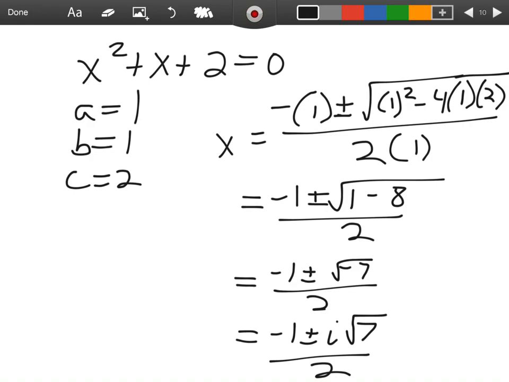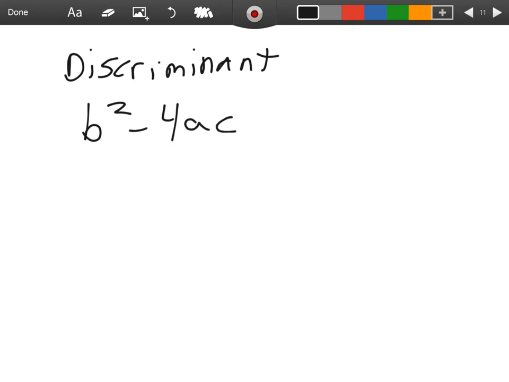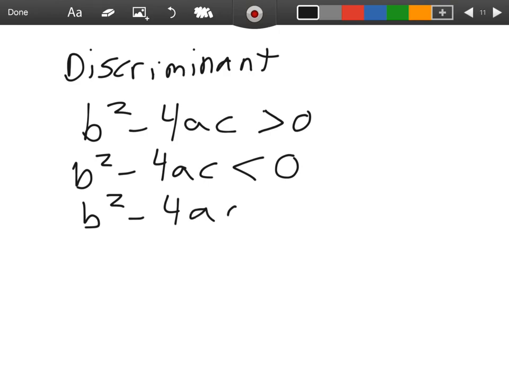Okay, now let's look at this discriminant. The discriminant is the part under the radical of the quadratic formula. The discriminant is pretty important because if it's positive, we know that we're going to have real solutions. If we know that it's negative, we're going to have complex solutions. So this is going to give us 2 real solutions. Run out of room. This is going to be 2 complex.